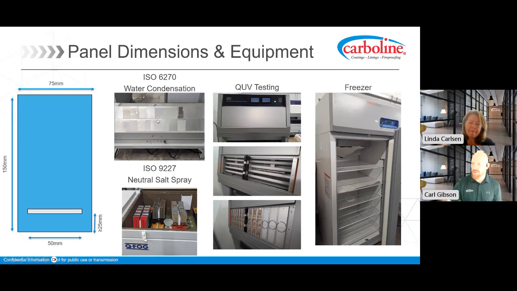This is the water condensation tester. This is the neutral salt spray. You can see the ISO panels in here. These panels with the vertical scribe are a different test standard. The QUV tester, so these are the ultraviolet light bulbs that the panels face against. And in case you wonder what a freezer looks like, this is a freezer.